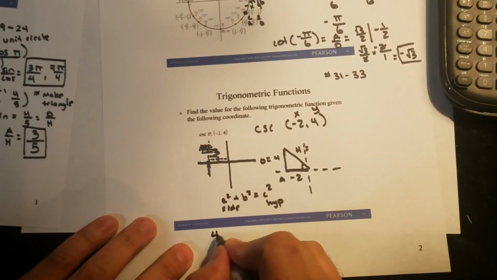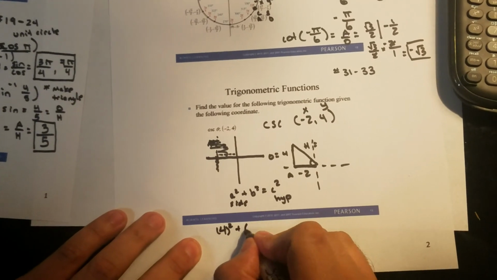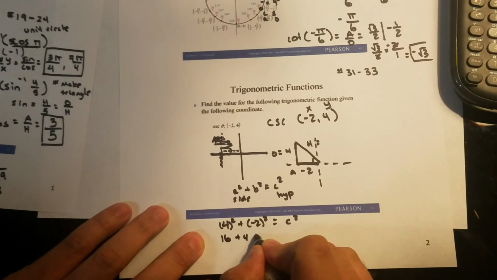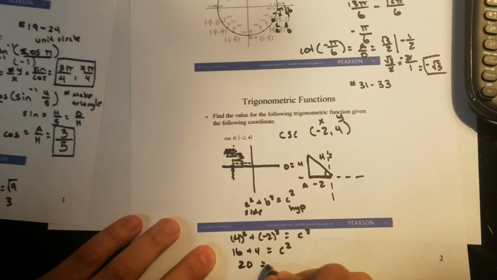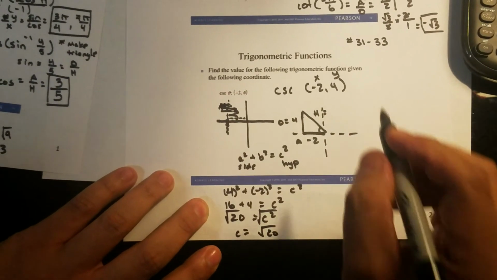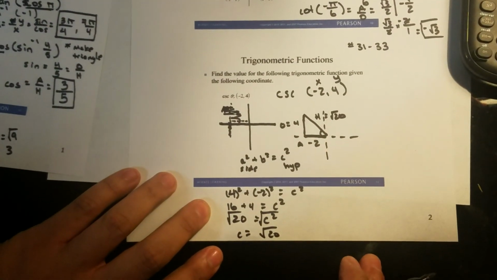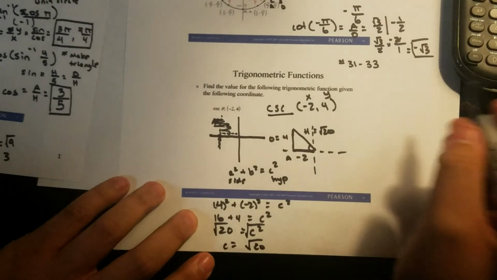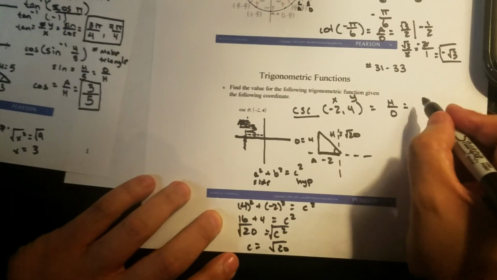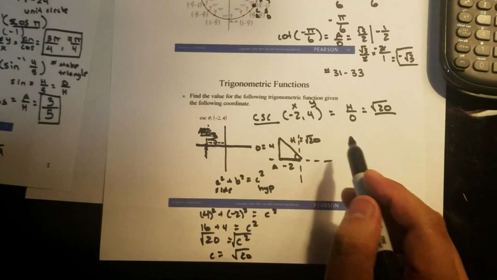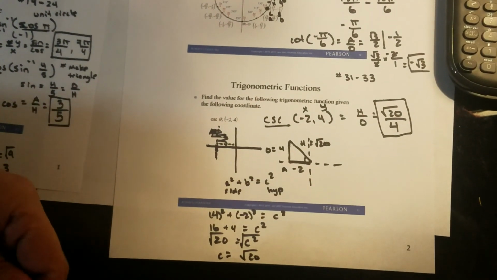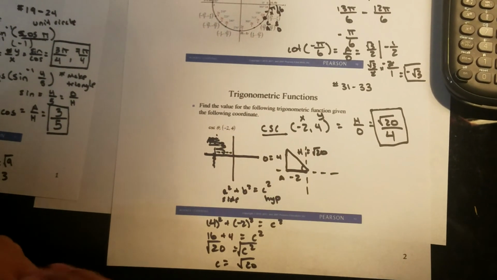So 4 squared plus a negative 2 squared equals c squared. So 16 plus 4 equals c squared. Okay, and I'm going to square root this thing. C is equal to the square root of 20. We can leave it like that. Okay, so if I want to know the cosecant, it is equal to h over o. So here I know the h is square root of 20, and the o is equal to 4. And this is my answer. And this is okay because I don't have a square root on the bottom of the problem.